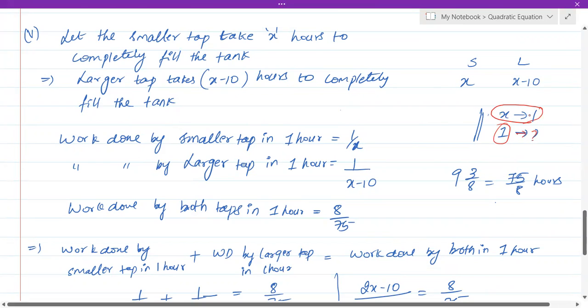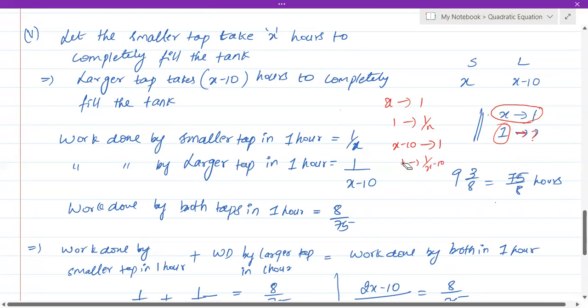In x hours, I'm doing one full job. One represents the complete job. In 1 hour, it will be simply the reciprocal, 1 by x. The same thing, in x minus 10 hours, I'm doing one job. In 1 hour, what is the job done? 1 by x minus 10.